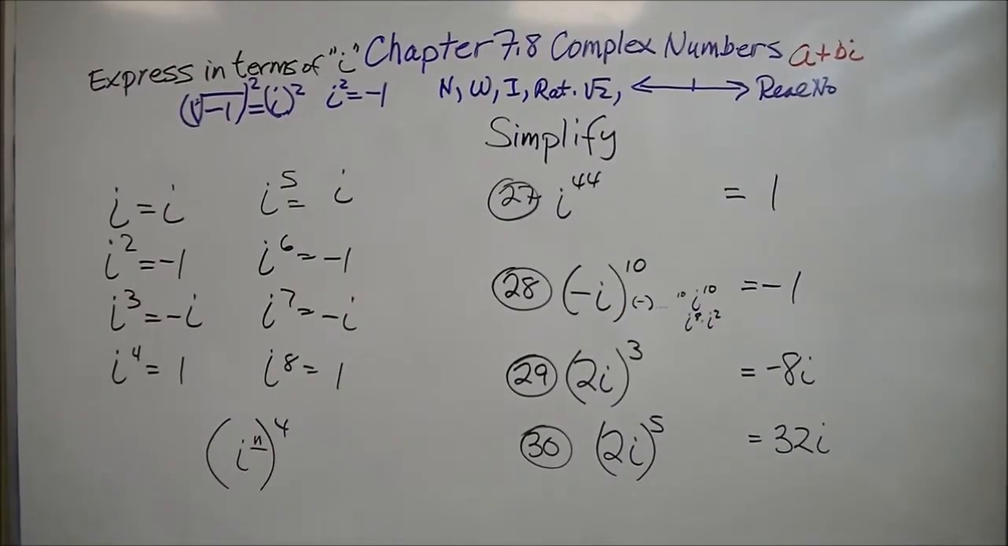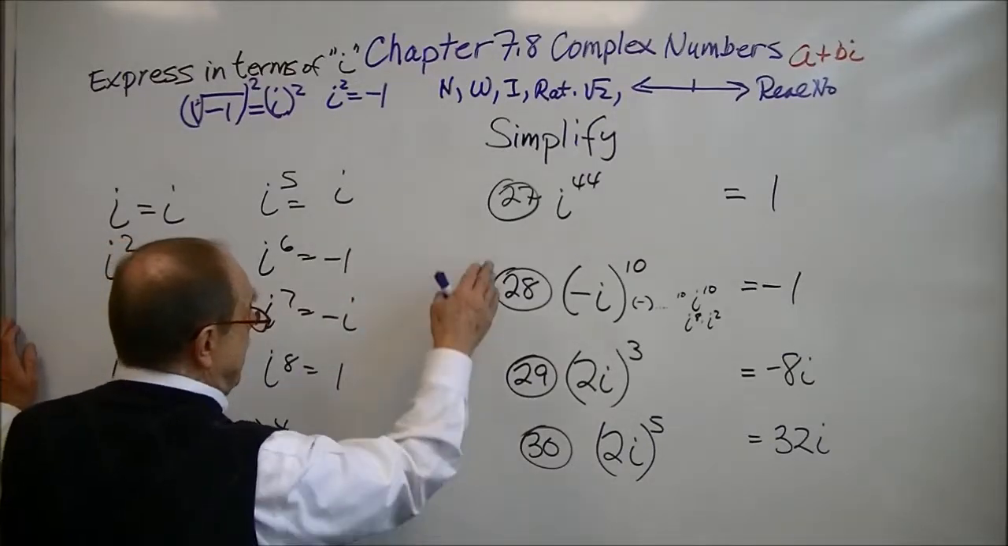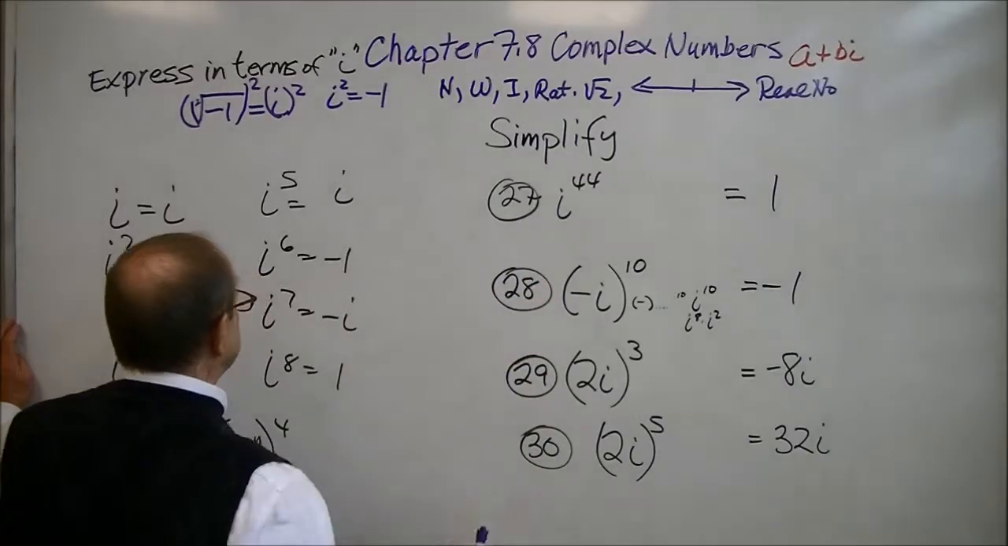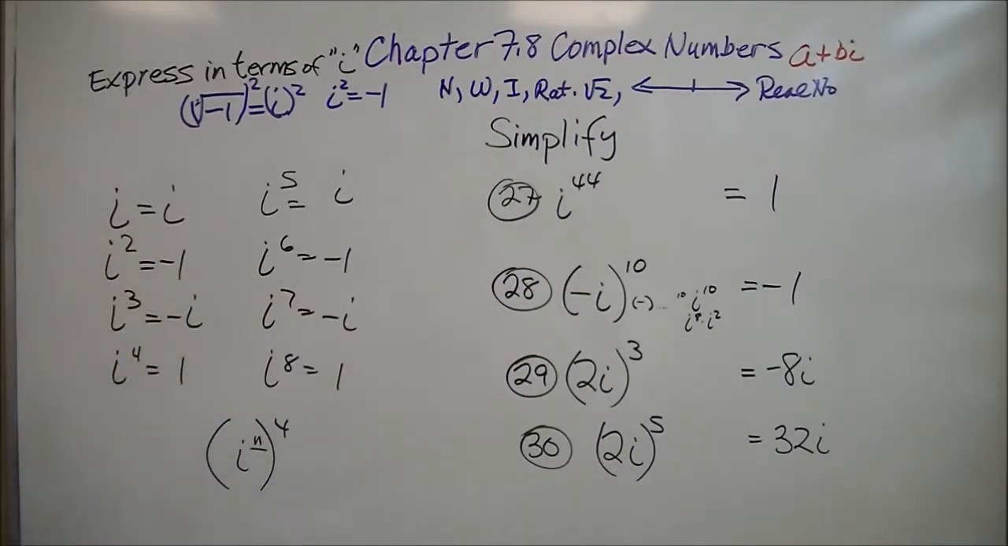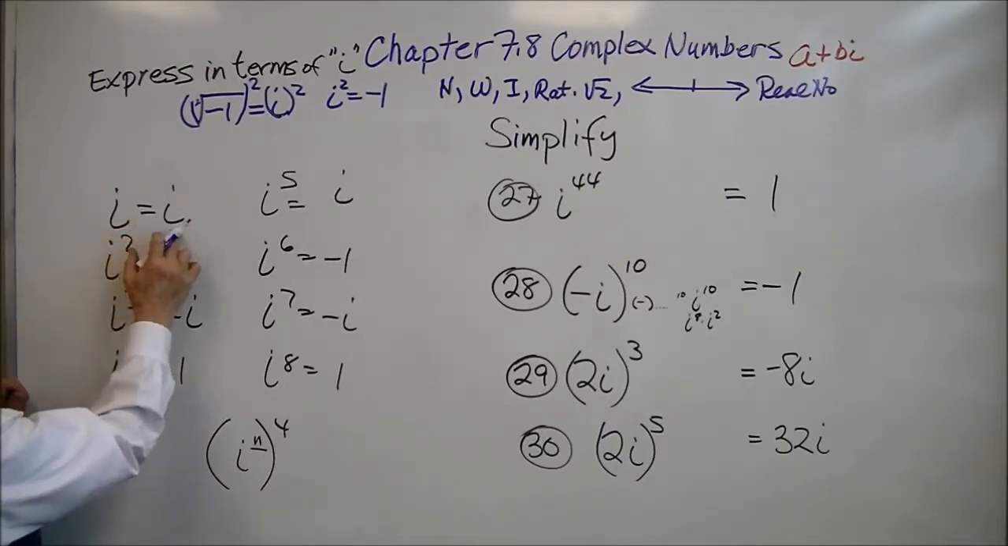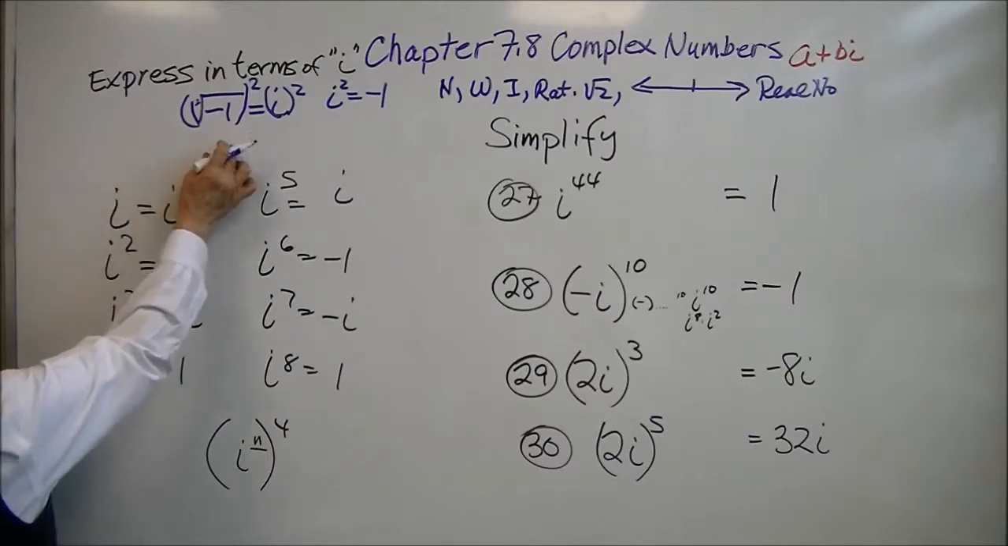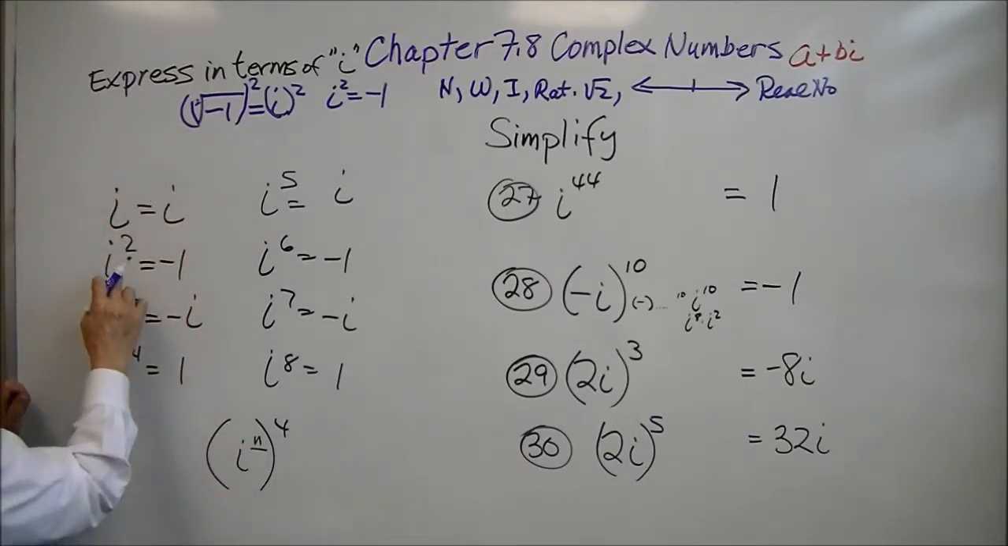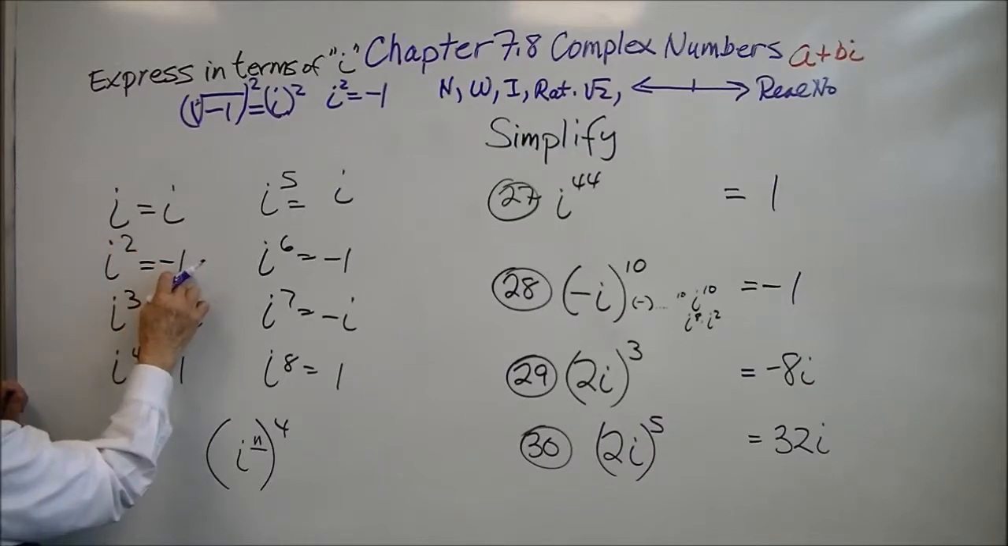Now, as we wind up Chapter 7, these radical numbers and then adding to it complex numbers, we get to an interesting part. I always like this part, where we are to simplify powers of i. And to do this, we're going to build up a little background, that we know that i equals i. And remember, i is the square root of negative 1. And we know that i squared is equal to negative 1.